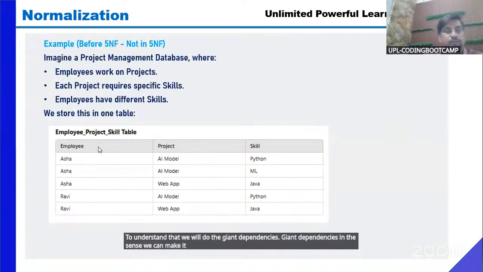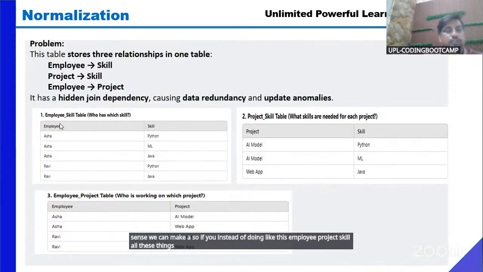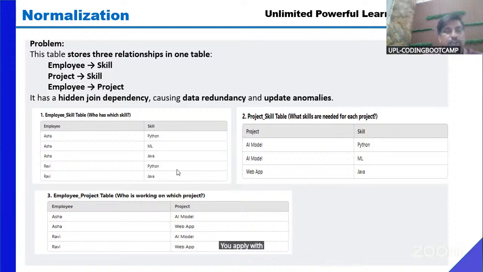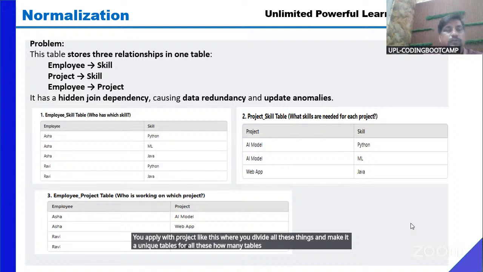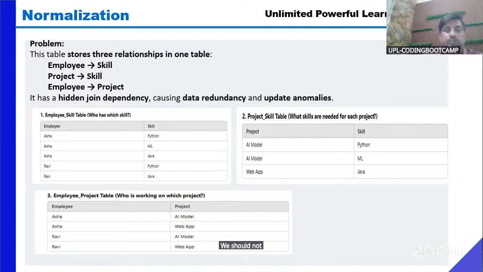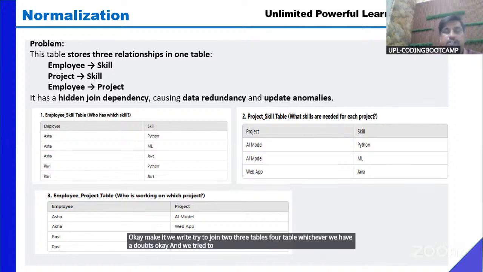So instead of keeping employee, project, skill together, we do employee with skill, project with skill, employee with project. We divide all these into unique tables, hoping that when you write join queries, we should not get extra records. So once we write it, we try to join 2, 3, or 4 tables, whichever we have doubts about, and validate whether it is giving extra records or not.